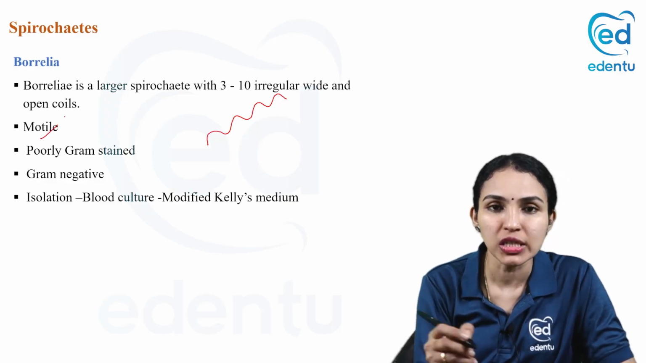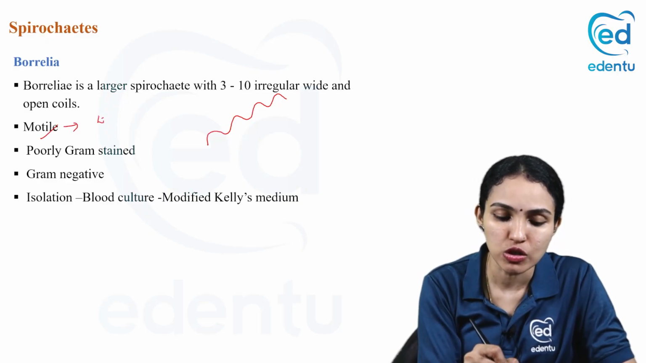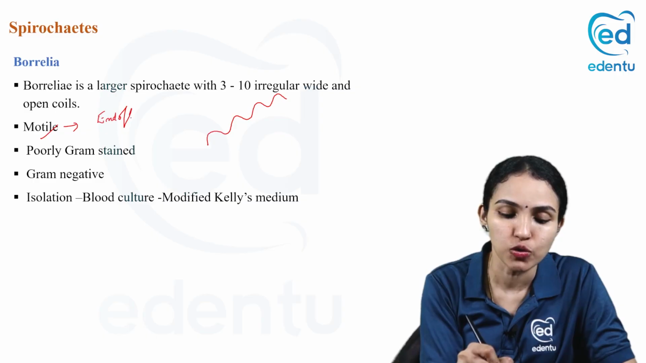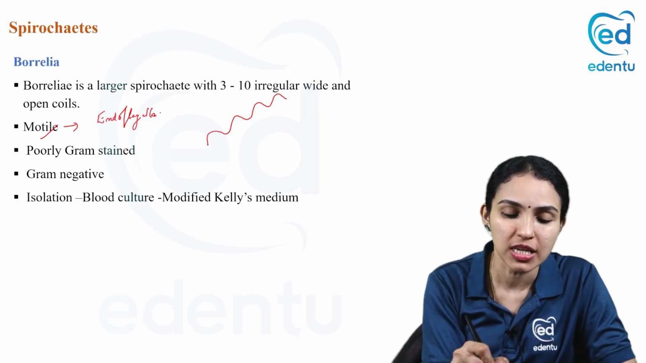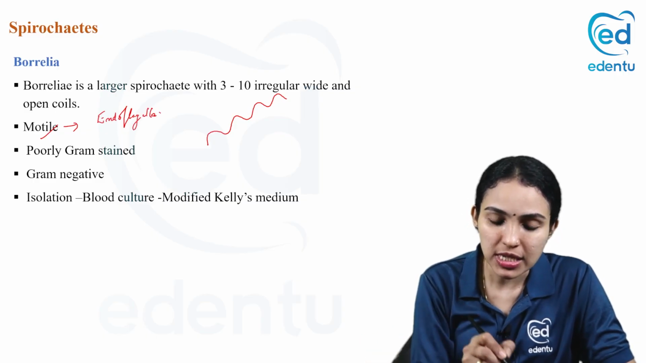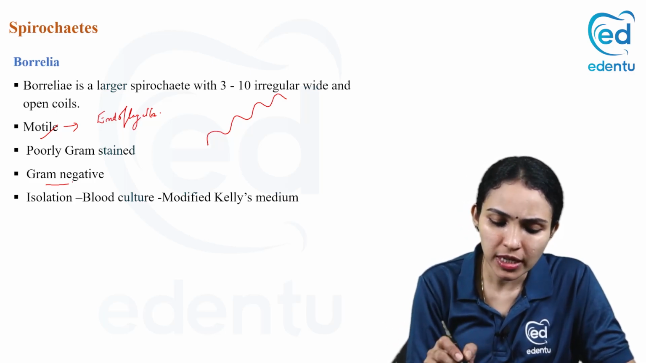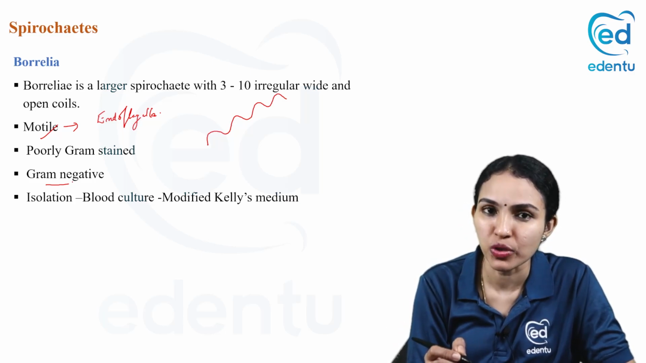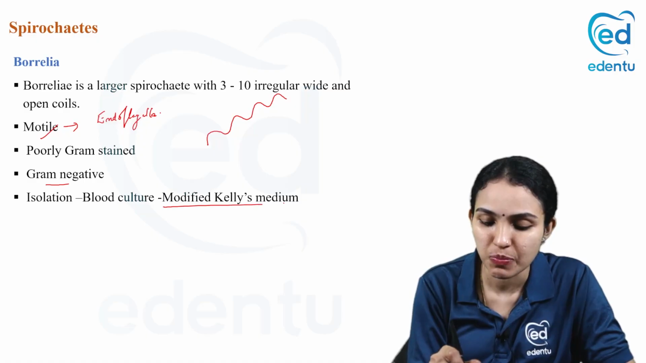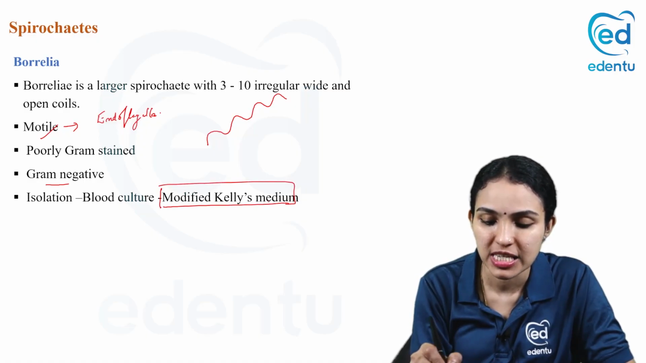This one is also motile like the other spirochetes. The motility is because of the endoflagella. All kinds of spirochetes have endoflagella. It's gram-negative, as any spirochete has a gram-negative cell wall. And you can isolate Borrelia from blood culture by using a special medium called modified Kelly's medium.